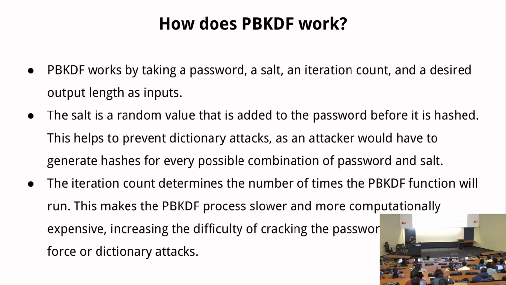That's the purpose. And also an iteration count. The purpose of that is we want the algorithm to be slow. So the easiest way to make it slow is we execute this 1,000 times, 10,000 times. So it will be 10,000 times slower than just doing one hash. And also a desired length for the output. How many bits of output do you want? So the salt is just a random number, not necessarily a secret.